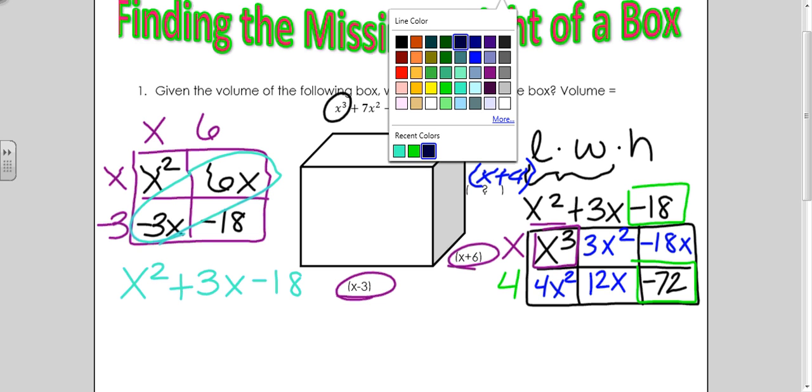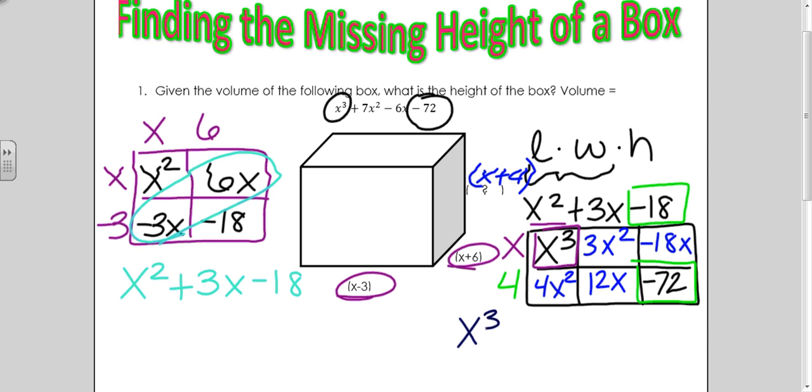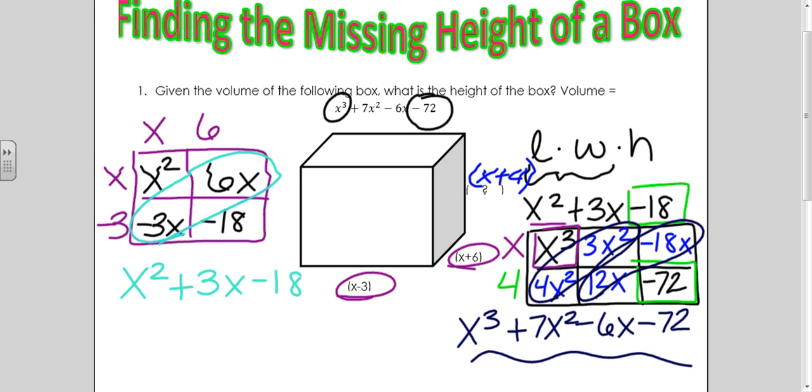And we have x cubed by itself. 4x squared and 3x squared gives us 7x squared. 12x and negative 18x gives us negative 6x. And we're left with negative 72. Does this match what they gave us? Yes. So you know you did it right.